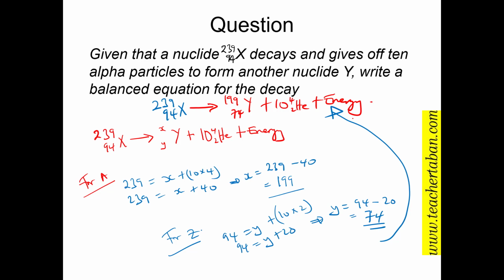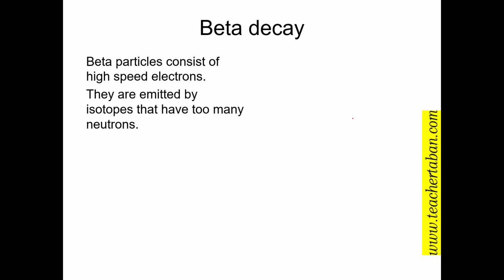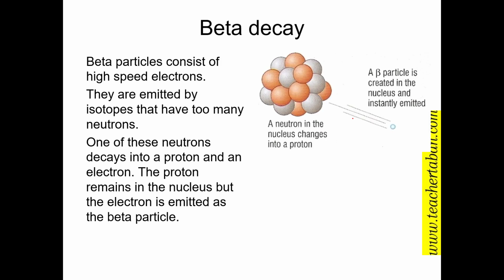Okay, so beta particles, what are these? A beta particle is simply an electron, and that electron is coming from the nucleus, not from the shell or the orbit of the atom. So beta particles consist of high-speed electrons, and they are emitted by isotopes that have too many neutrons. When one neutron decays into a proton and an electron, the proton remains in the nucleus, but the electron is emitted as a beta particle.